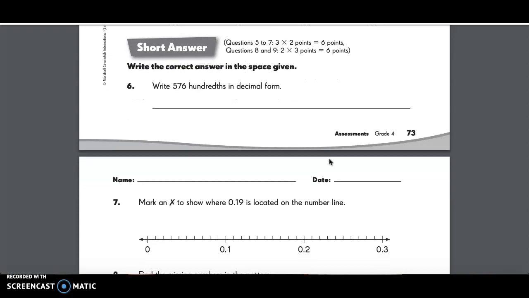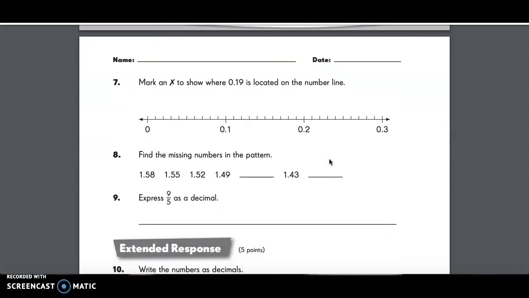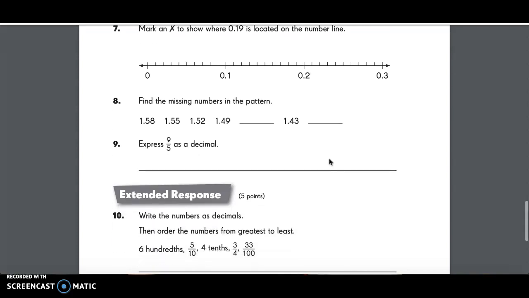Short answer, number 6, write 576/100ths in decimal form. Number 7, mark an X to show where 19/100ths would be on this number line. Number 8 wants you to fill in the missing numbers in the pattern. Number 9, write 9/5 as a decimal.